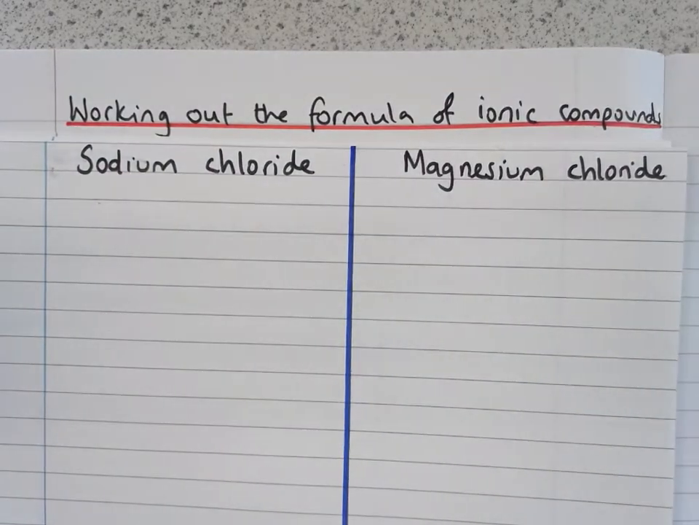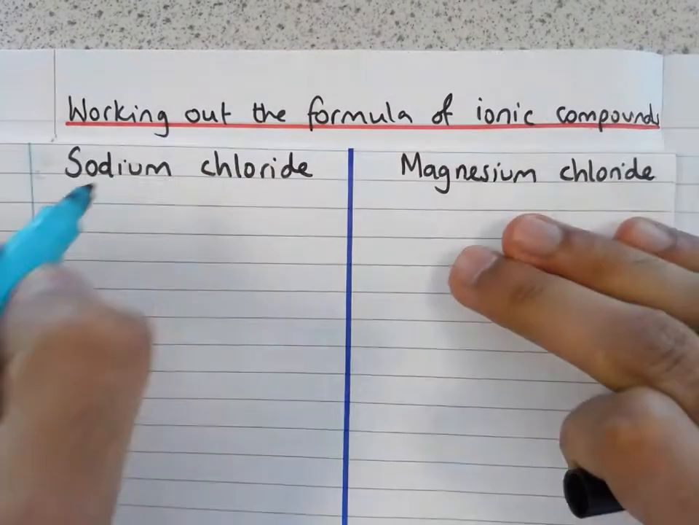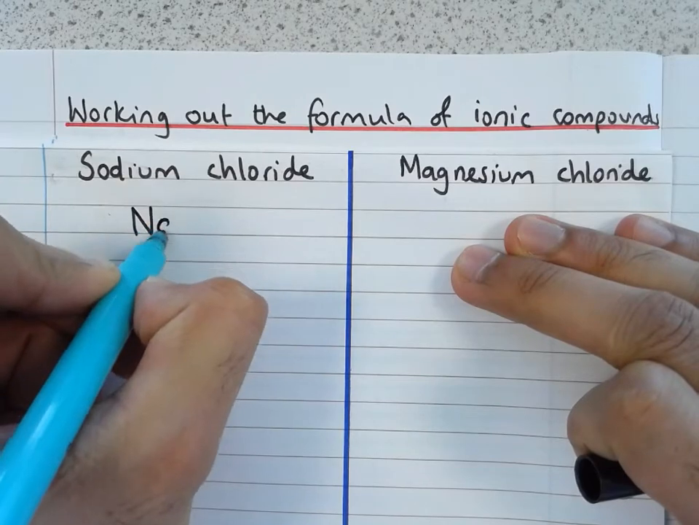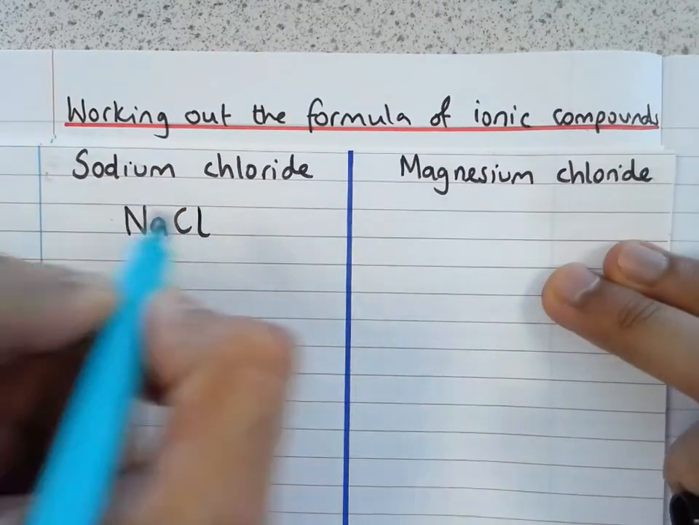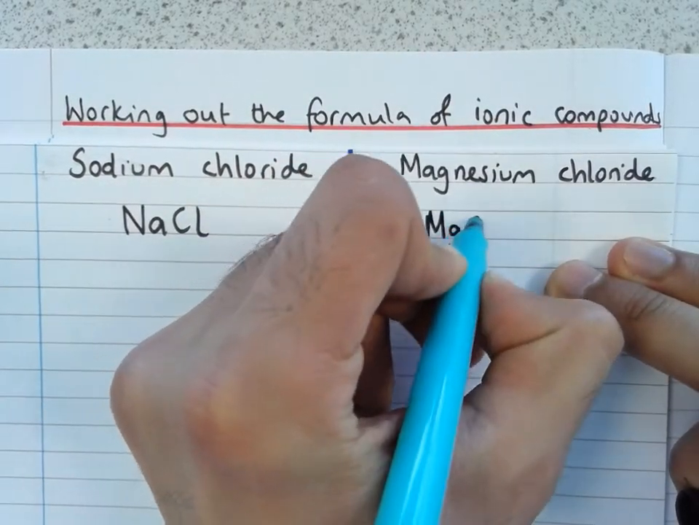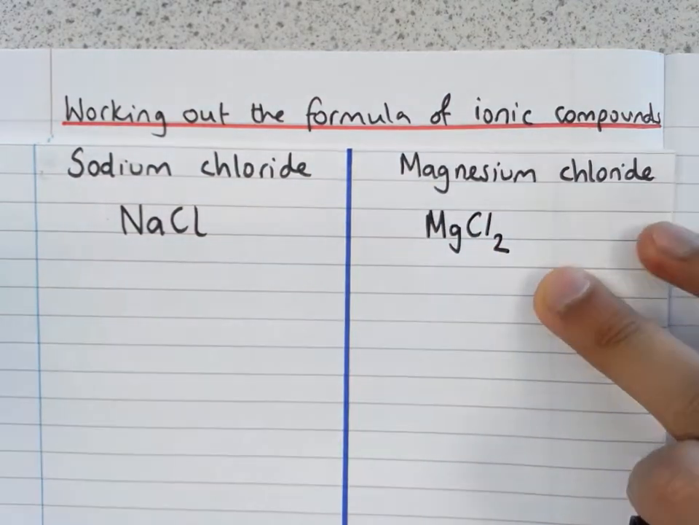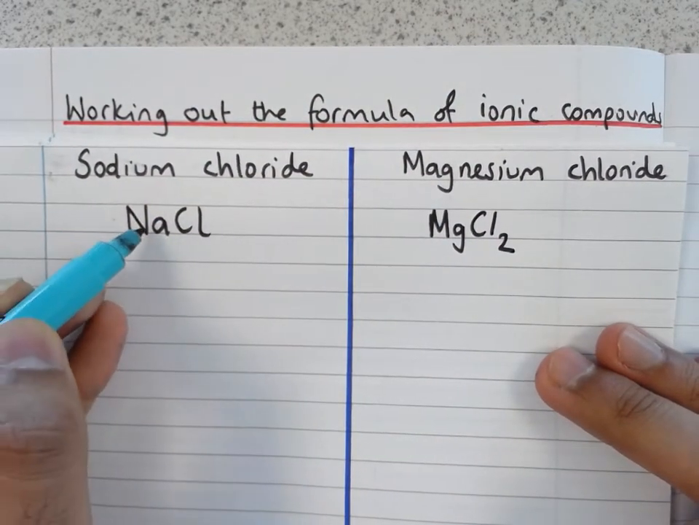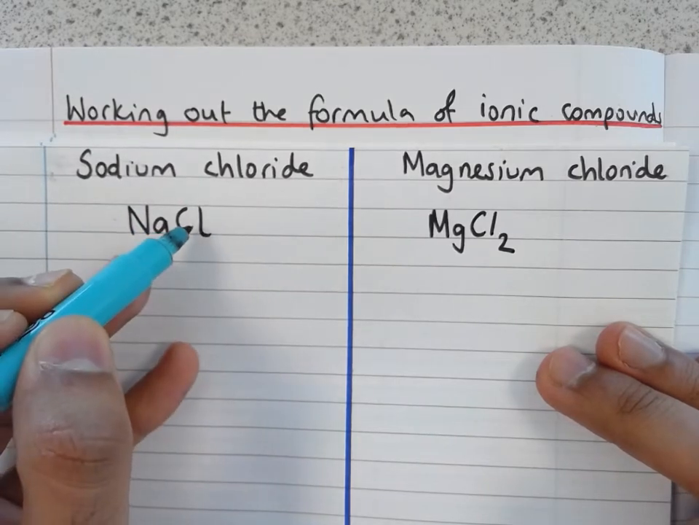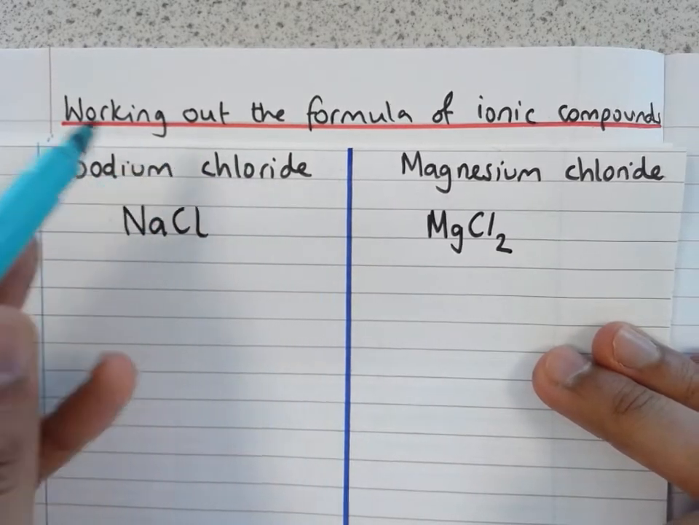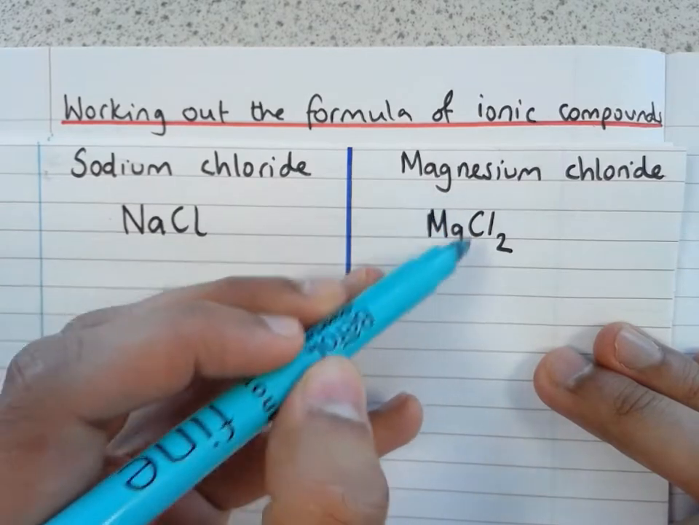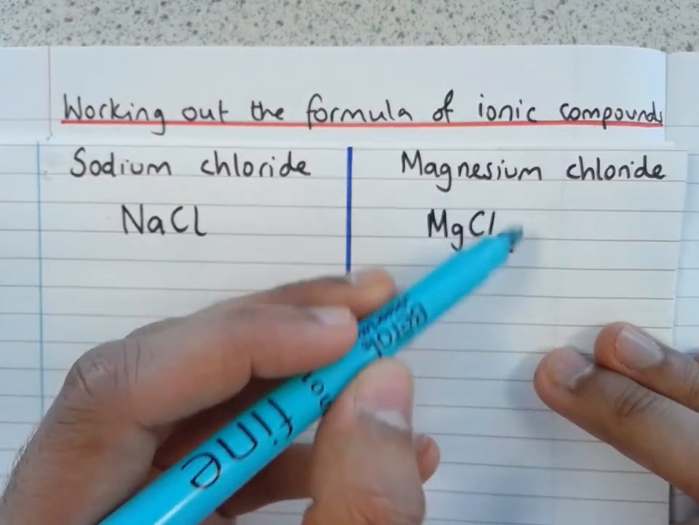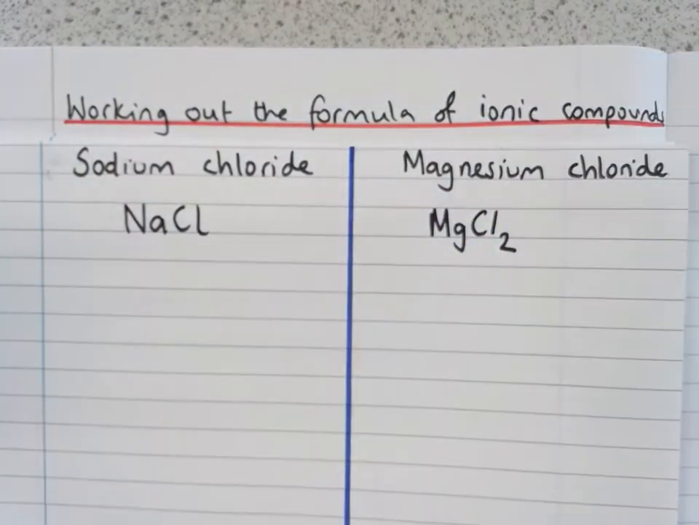Now, how do we work out the formula of these compounds? Now, we know that sodium chloride is NaCl, but magnesium chloride is MgCl2. Why is it that there is a ratio of 1 sodium ion to 1 chloride ion for sodium chloride, but for every magnesium ion there are 2 chloride ions for magnesium chloride? Why is there this difference?